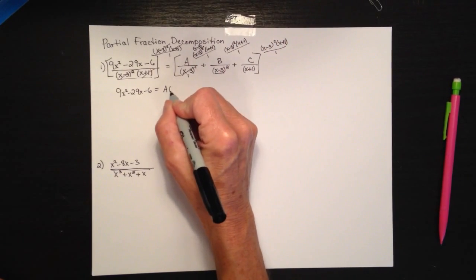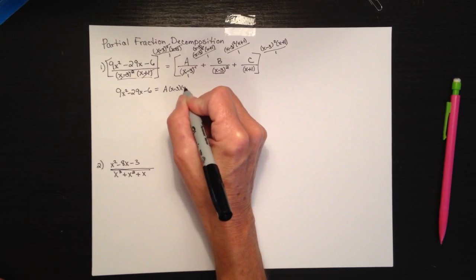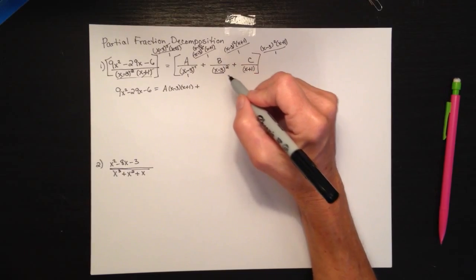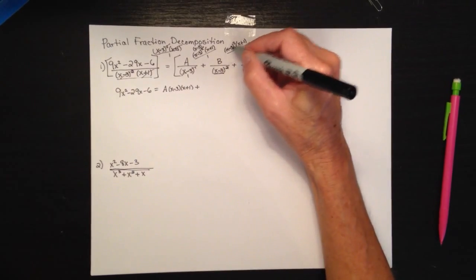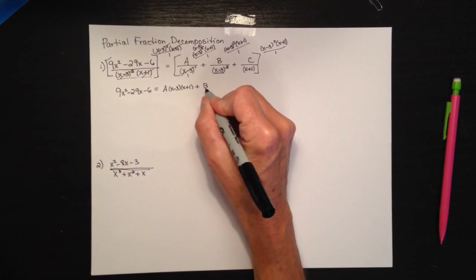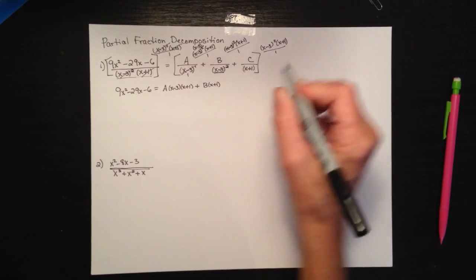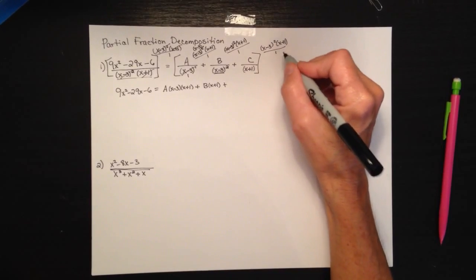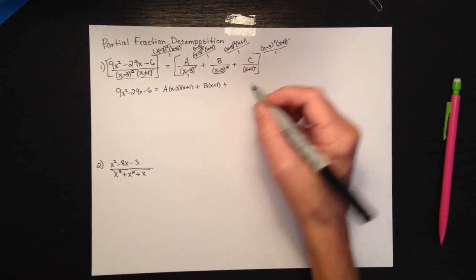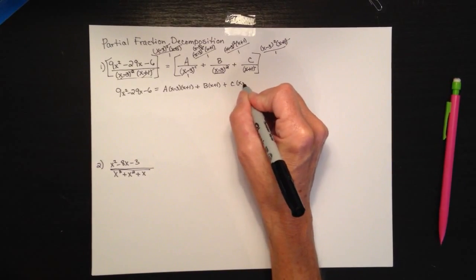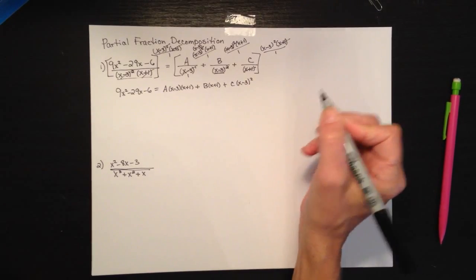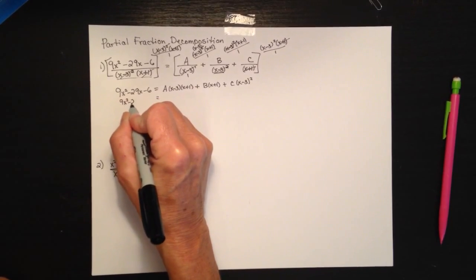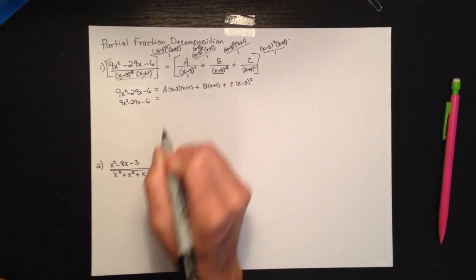So I have A times x minus 3 times x plus 1 plus, when I multiply B over x minus 3 squared, the x minus 3 squareds cancel. I'm left with B times x plus 1. When I get over here to the last fraction, I have C over x plus 1 times this denominator. The x plus 1's will cancel, and I'm left with C times x minus 3 squared. Now I need to work on the right-hand side. We still have 9x squared minus 29x minus 6 on the left.